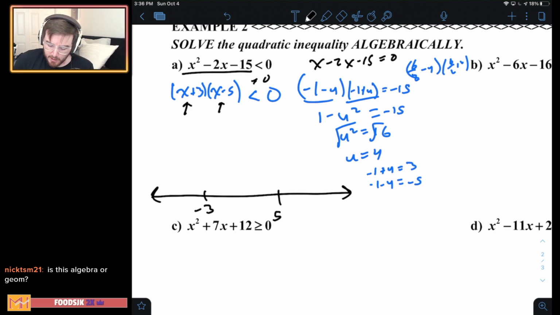So what we've done here is factored it like so.